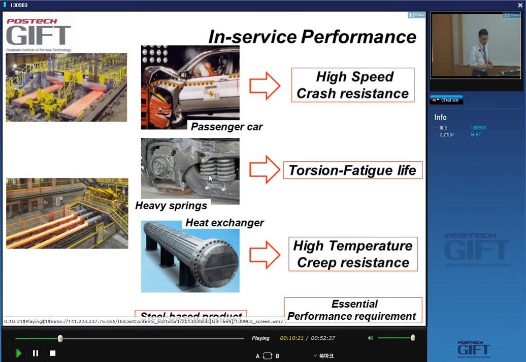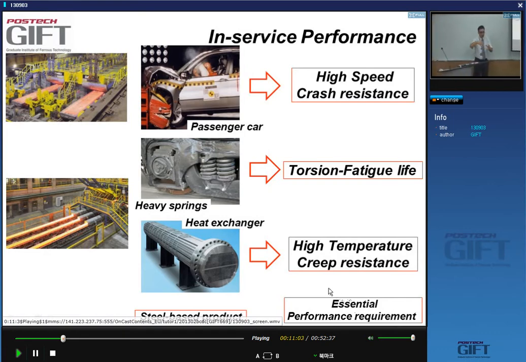In this case here, it's a heavy steel spring used for rail cars. The spring must have long-term resistance against torsion. So it must have guaranteed torsion fatigue life, resistance against fracture in these conditions. In the case of heat exchangers, we must have guarantees for high temperature creep resistance. And so those are performance requirements, okay?